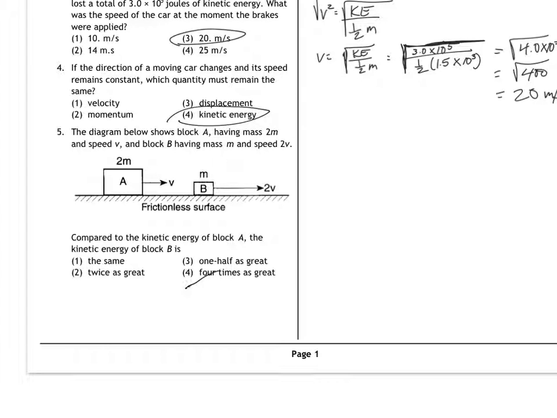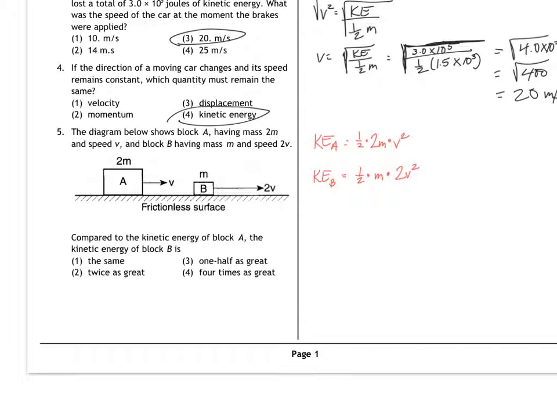Number 5. The diagram below represents block A having mass 2m and speed v, and block B has mass m and speed 2v. Compared to the kinetic energy of block A, the kinetic energy of block B is... So these are my base setups. I'm basing them on KE equals 1/2 mv squared, but I am putting in the appropriate differences, where block A has 2m and block B has 2v.